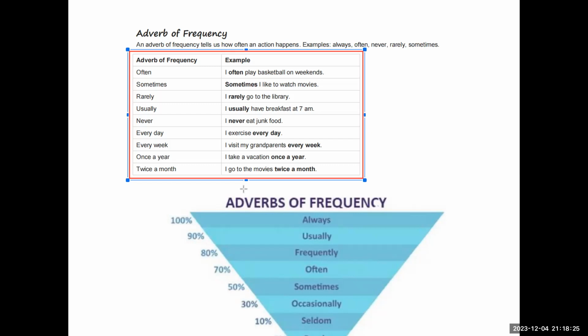Okay, what does rarely mean? Rare is the adjective, rarely is the adverb. What does it mean if you rarely go to the library? It means usually not often, not like always or sometimes, but very rare. For example, maybe one time only in a month, or maybe only five times in a year, and that's very rare, or maybe one time a year, that's very, very rare.